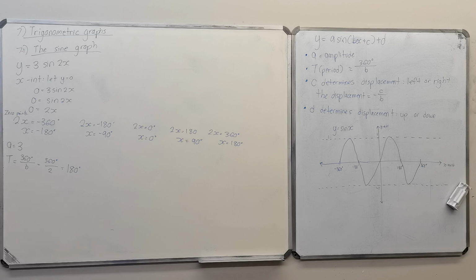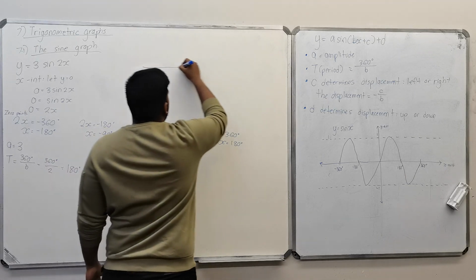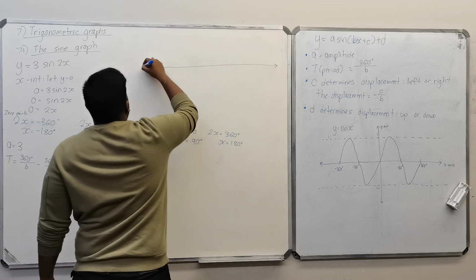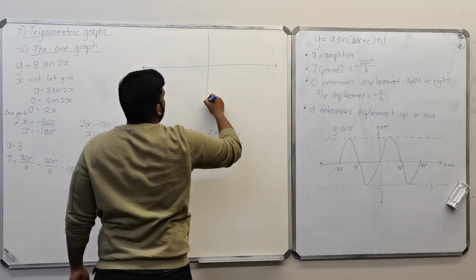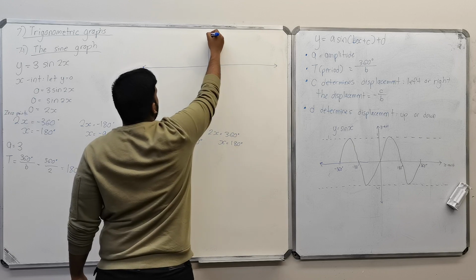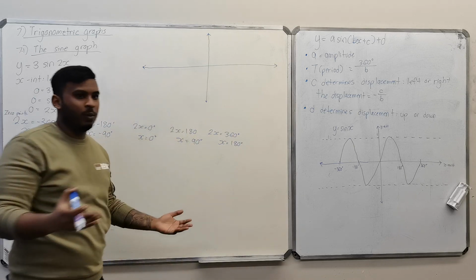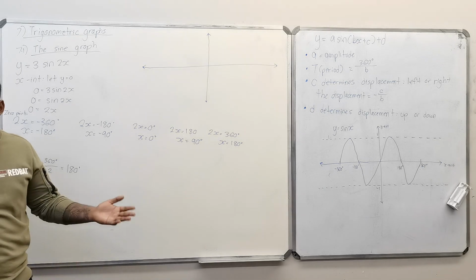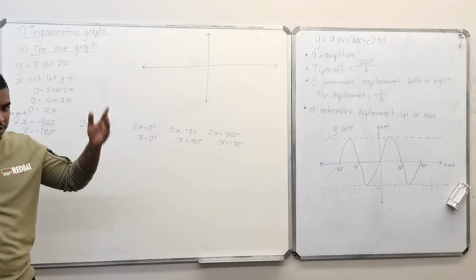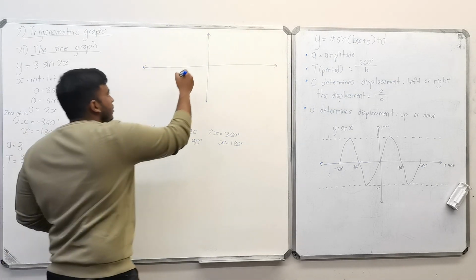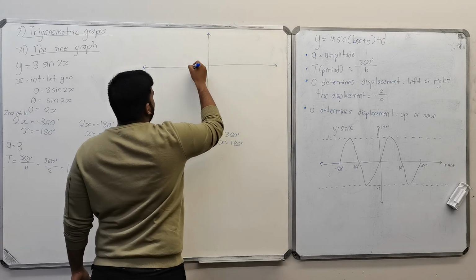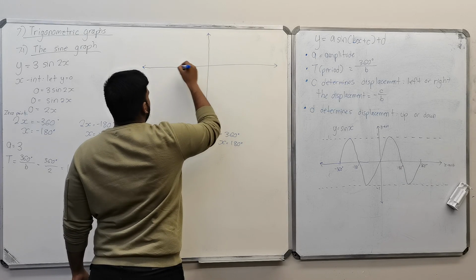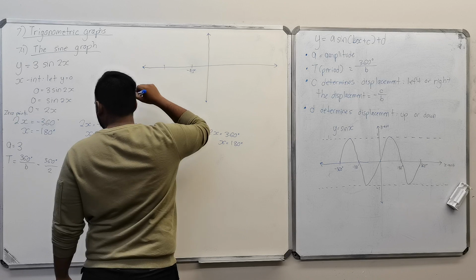Okay? So now let's draw the graph. Your center point of this graph will be where? 0, the x-axis, because there's no displacement up or down. Okay? So this would be 0, this would be minus 90, this would be minus 180.